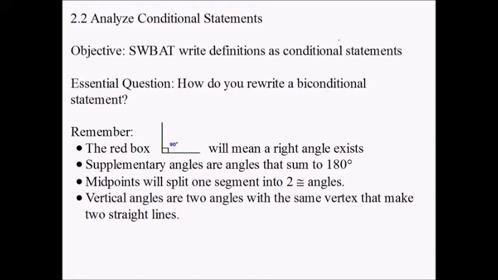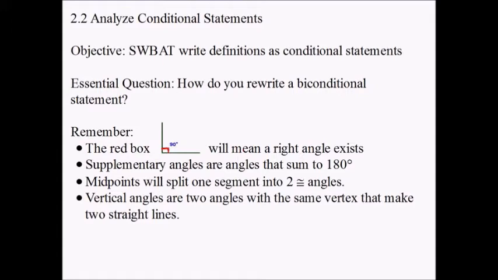Okay, I know I don't have a little red box right here. Let's put a little red box right there. There's some things I want you to remember. The red box, so whenever you see something like this and you have two lines and you see that red box, that means a right angle does exist. Okay, it's not 89 degrees, it's not 93 degrees, it's strictly 90 degrees.